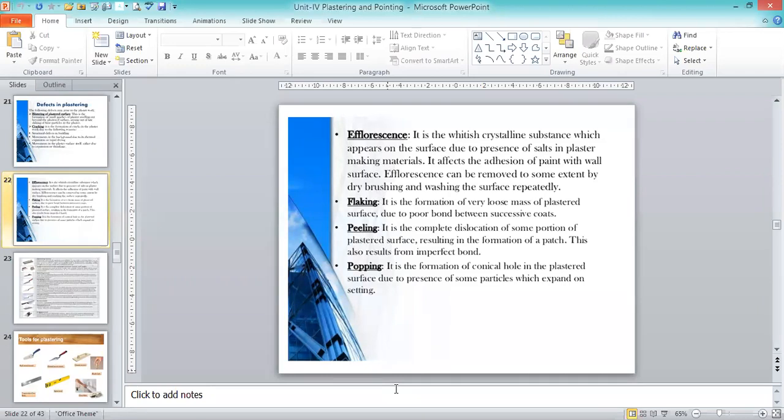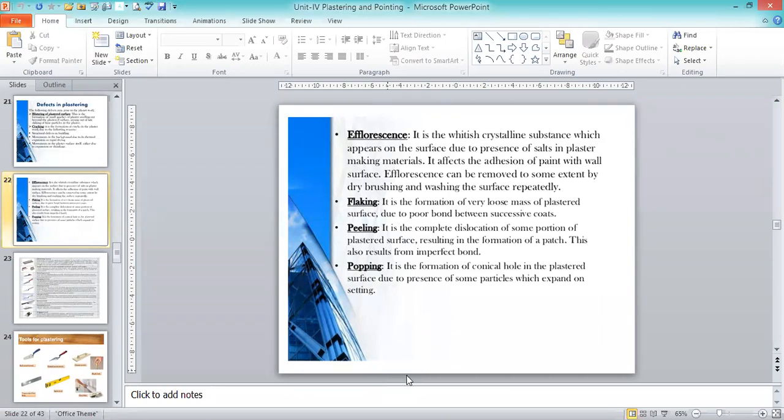Excess lime is one of the reasons for efflorescence. Otherwise, if the water, that is the sea water or other water, is more acidic or alkaline in nature, then it is going to give us efflorescence.